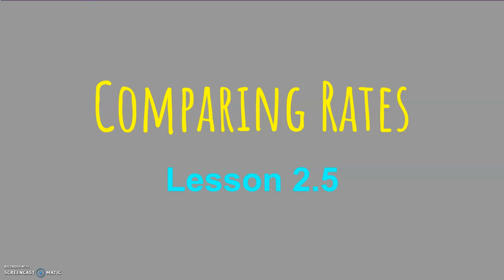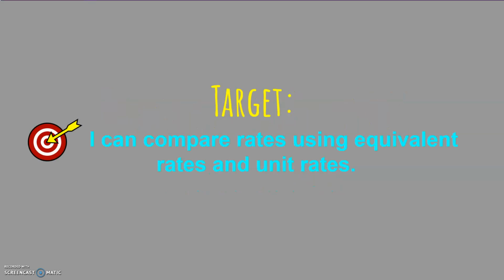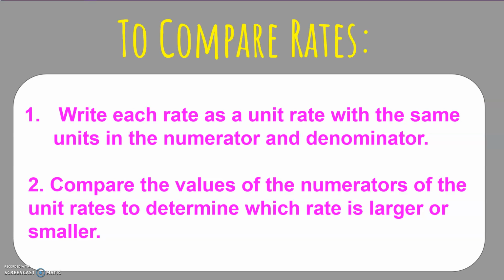Lesson 2.5, Comparing Rates. Our target for the day: I can compare rates using equivalent rates and unit rates. Here's our blue box. To compare rates, write each rate as a unit rate with the same units in the numerator and the denominator. Compare the values of the numerators or the unit rates to determine which rate is larger or smaller. It's almost exactly the same as comparing fractions.